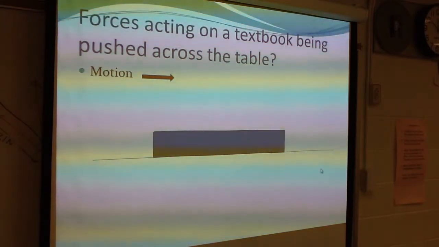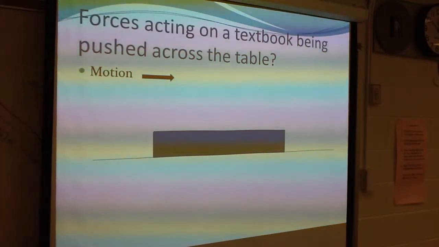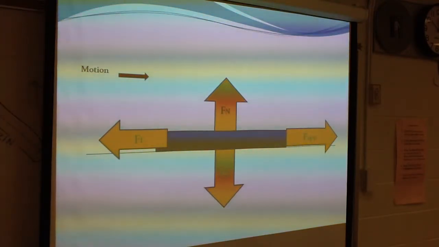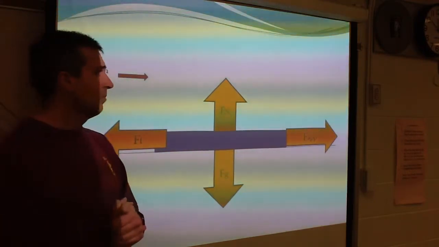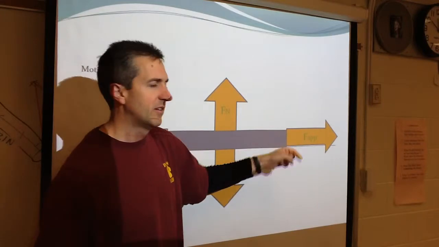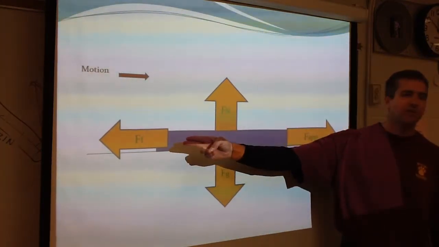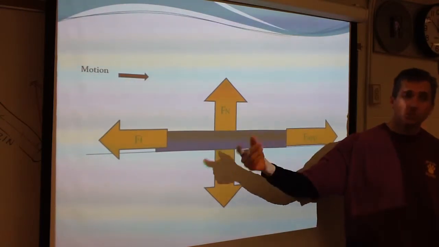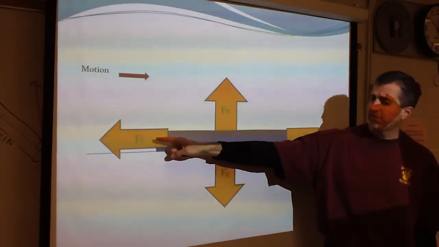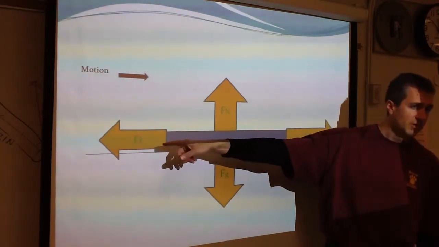So, if you're pushing a textbook across the table, I want to give you a visual representation of what the forces would look like, with the motion to the right. Basically, if you're pushing it that way, that's called your applied force. Opposing the motion is your friction force. Now, if it's just moving across the table, is this the force of friction static or force of friction kinetic? Kinetic. This is kinetic because we're moving.